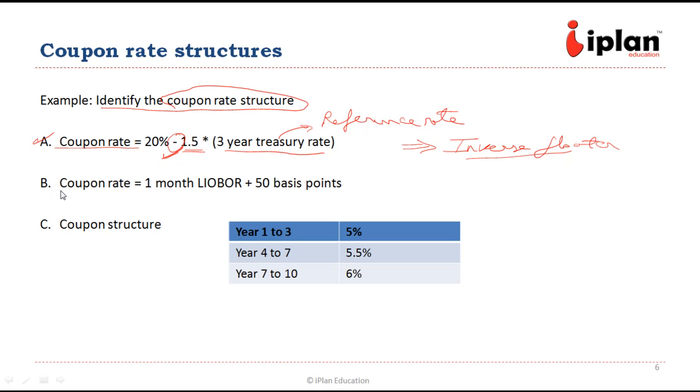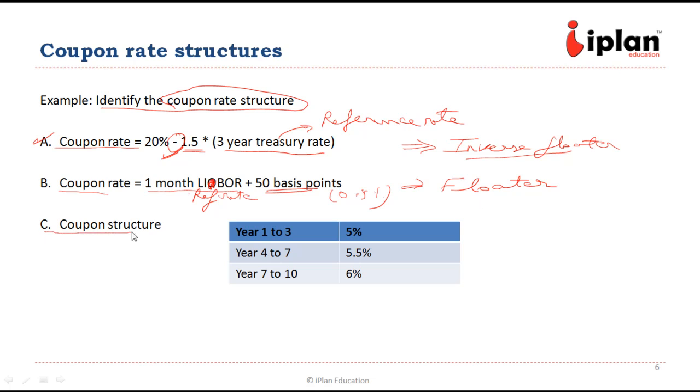Let us look at the second case where the coupon rate is 1 month LIBOR, which is our reference rate, plus 50 basis points, which is 0.5%. So this is the case of a floater or floating rate security.